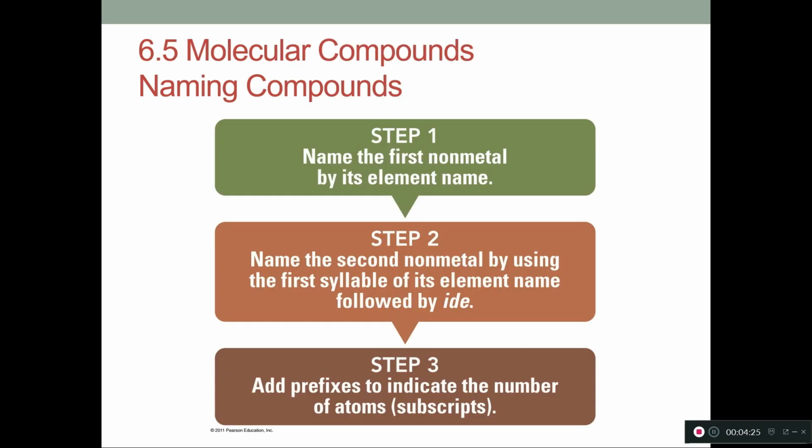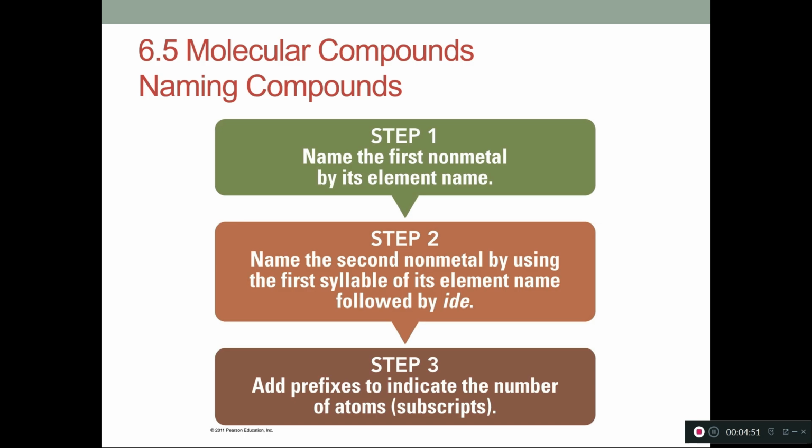Then if we want to come up with names from the formulas, the first step is to name the first nonmetal by its element name, and then the second step is to name the second nonmetal using the first syllable of its element name, followed by "ide." Step 3 is to add prefixes to indicate the number of atoms, and the number will be indicated by the subscript.